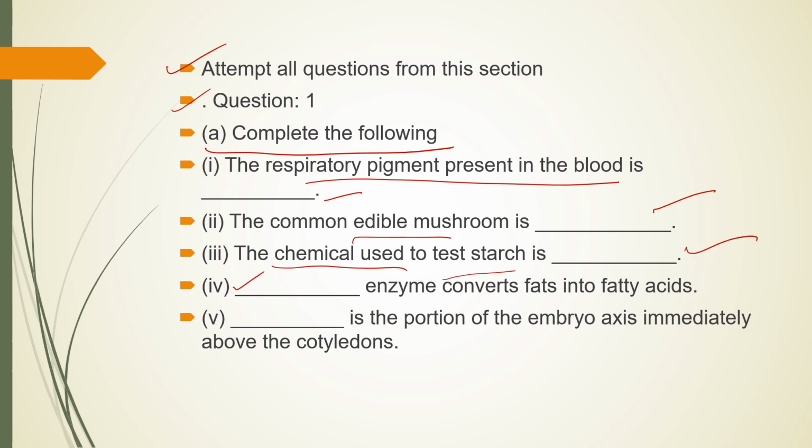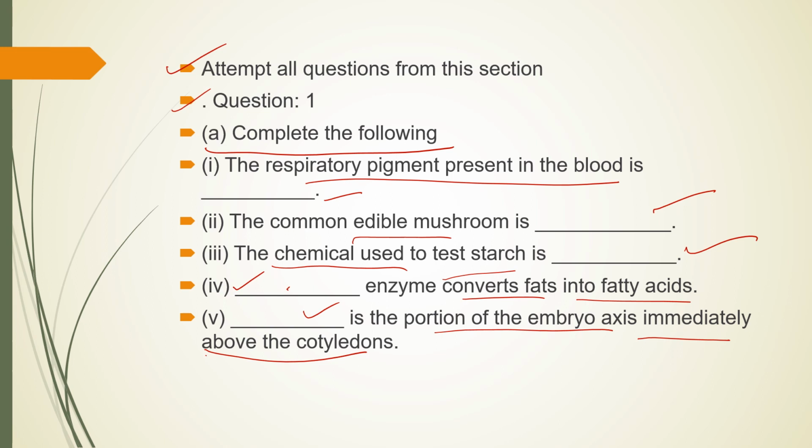Dash is the enzyme which converts fat into fatty acids, and dash is the portion of the embryo axis which is immediately above the cotyledons. So which portion of the embryo axis is immediately above the cotyledons? You have to write the name of that portion. Here also, which enzyme converts the fats to fatty acids? Now this is the first part, that is question 1, complete the following. Let us move on to the next question.